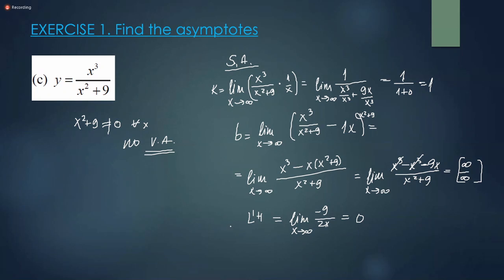But back to the slant asymptote. So the slant asymptote is y equals kx plus b, where k is 1, so x, and b is 0. So the slant asymptote is this, y equals x. No vertical asymptote, only a slant asymptote. We will have a similar function today, and you will see how this works. We will have a similar function to investigate.